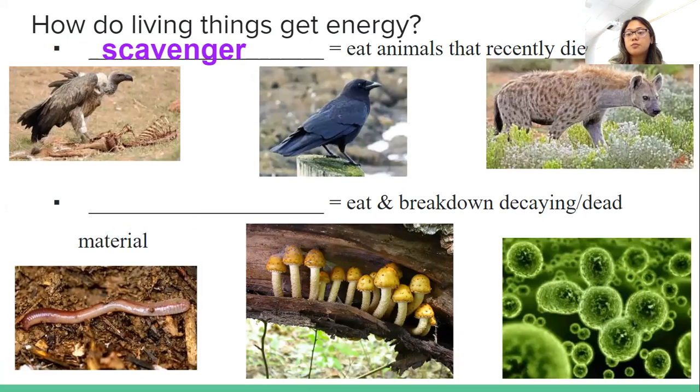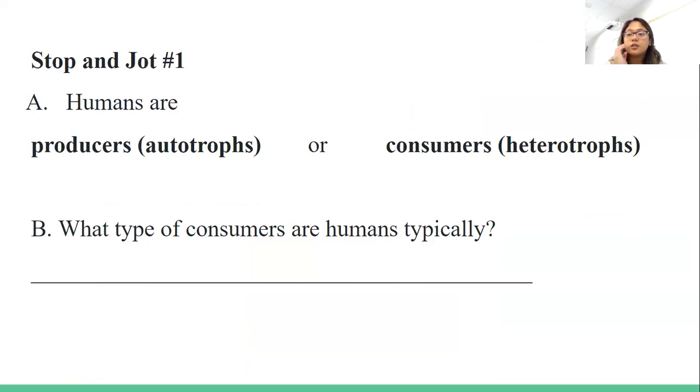And then once things die and start to rot and decay, other organisms like these worms, mushrooms, fungi, and bacteria get energy from those dead and decaying things, and they're called decomposers. Those are the different types of consumers, or heterotrophs, that are available. Okay, so pause and answer these questions in the stop and jot.